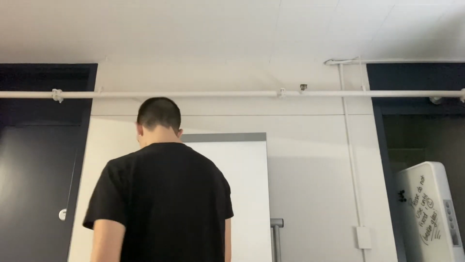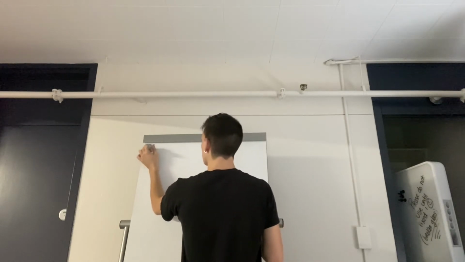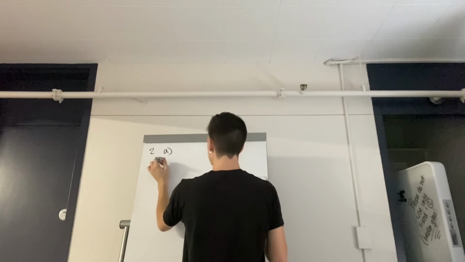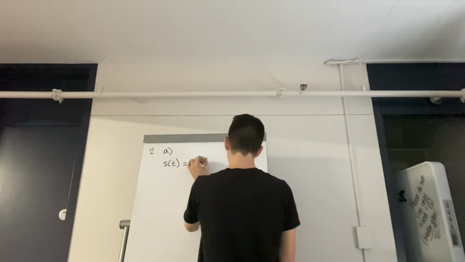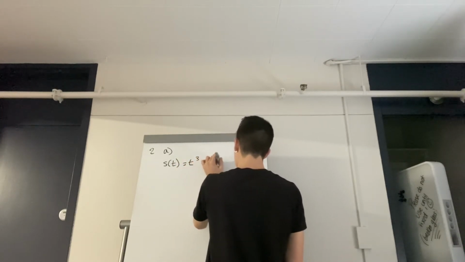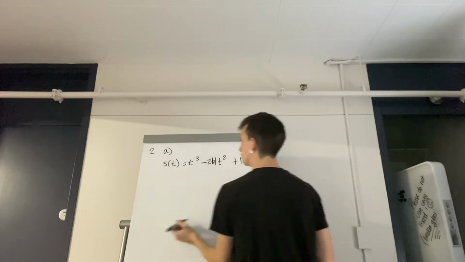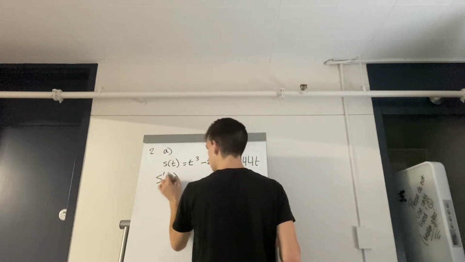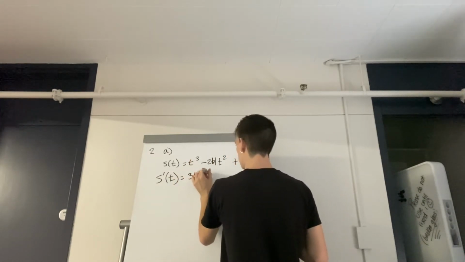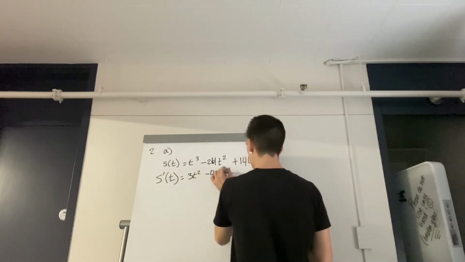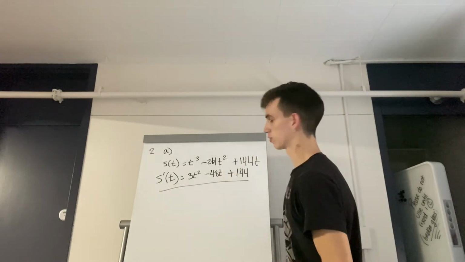So that means that if the original function is s of t equals t cubed minus 24t squared plus 144t, we can find s prime of t equals 3t squared minus 48t plus 144. This is our function for velocity.